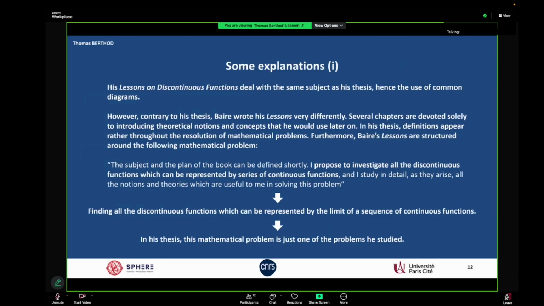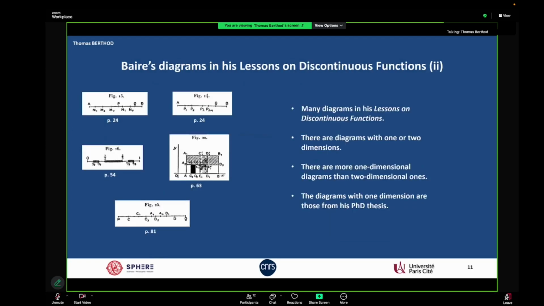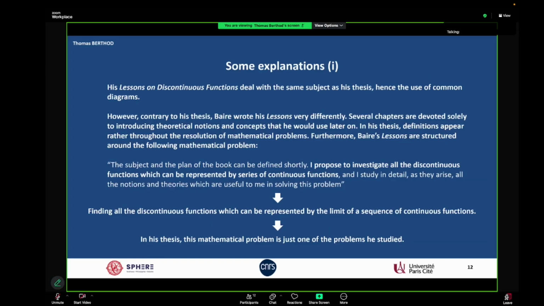His lesson on discontinuous functions deal with the same subjects as his thesis, hence the use of common diagrams that I show you on this slide here. You have the same sequence, however, contrary to his thesis, Baire wrote his lesson very differently. Several chapters are devoted solely to introducing theoretical notions and concepts that he would use later on. In his thesis, definitions appear rather throughout the resolution of mathematical problems, during the different sections, and it's not the case in his lesson.